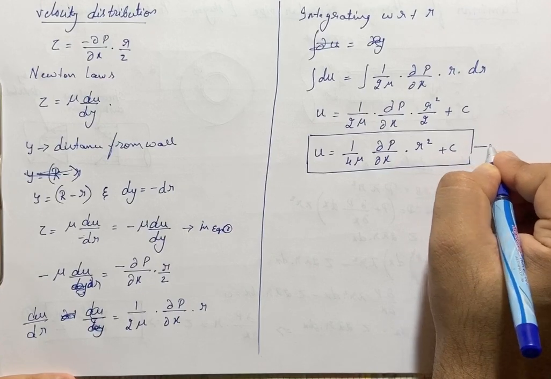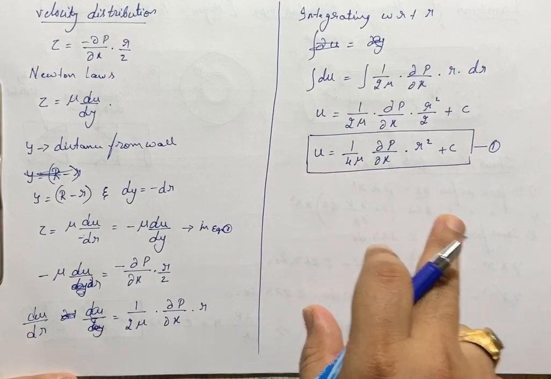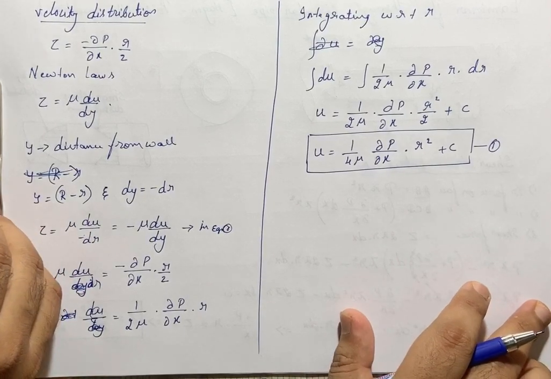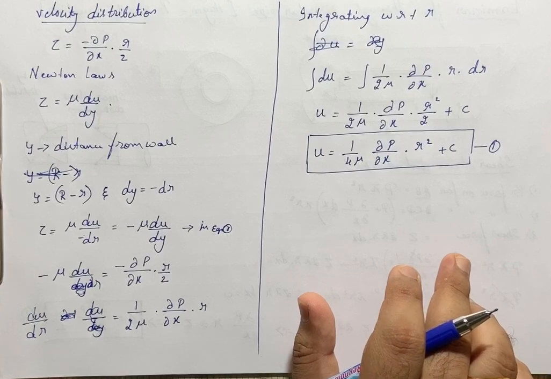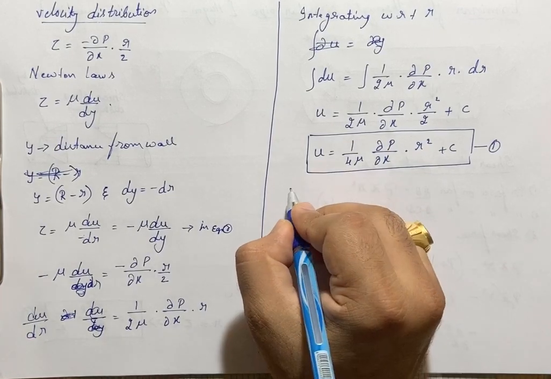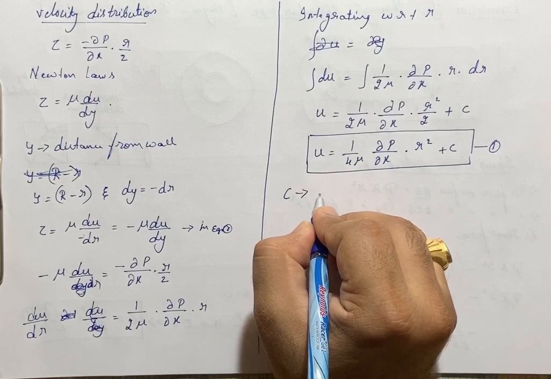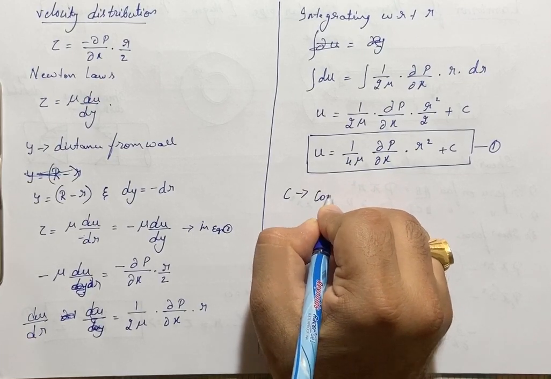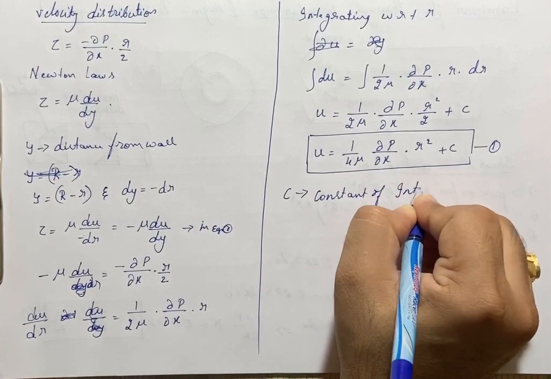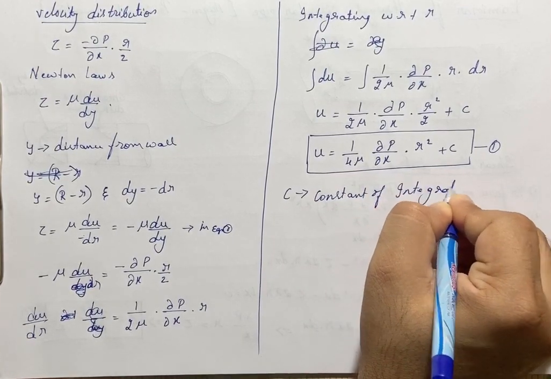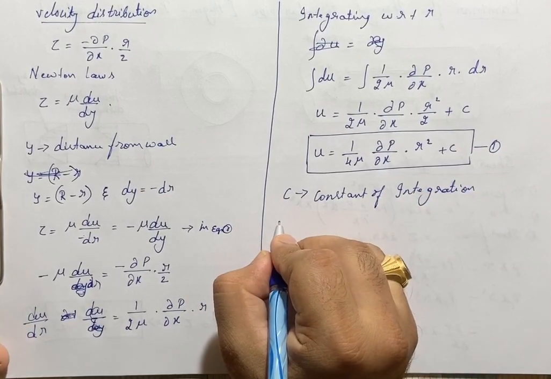This represents that the velocity distribution is parabolic here, but we need to find out the value of c. C is what? It is the constant of integration. Now we need to find out the value of c.